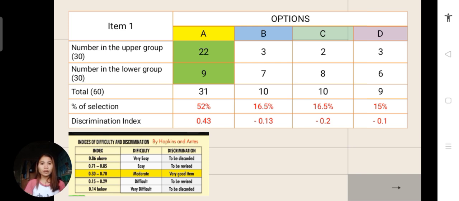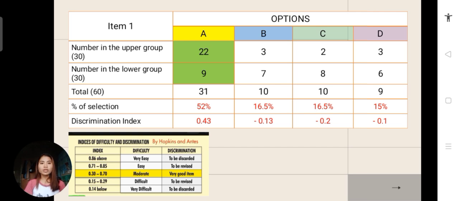So, in this table, based on the question or item 1, we have options A, B, C, and D. In the first column, we have the number in the upper group, second is the number in the lower group, and then the total of students who answered from the upper group and the lower group, then the percentage of selection, and the discrimination index.